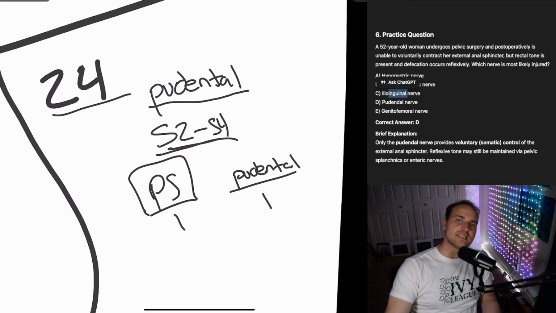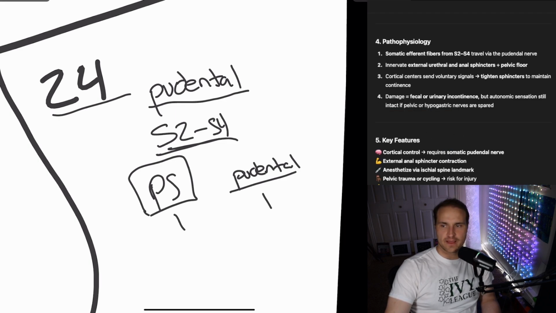Ilioinguinal provides sensory innervation to the groin and the scrotum, but not pelvic control here. Pelvic splanchnic is parasympathetic. Genitofemoral innervates your cremaster and the skin over the femoral triangle, and it does not have a role in continence. Cremasteric reflex and skin over the femoral triangle: genitofemoral. Okay, there's some more information about it.